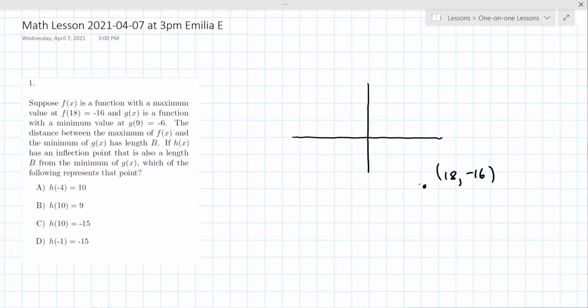It says there's some sort of a minimum, and then at 9, minus 6, there's some sort of a maximum here. But they're just saying the distance between these 2 points is b. But we can actually find that distance.